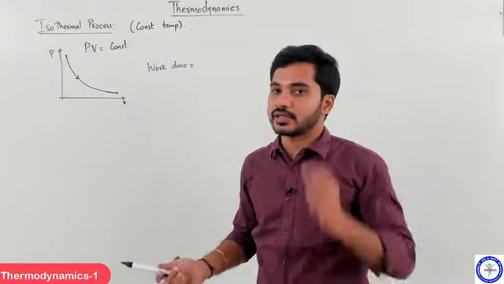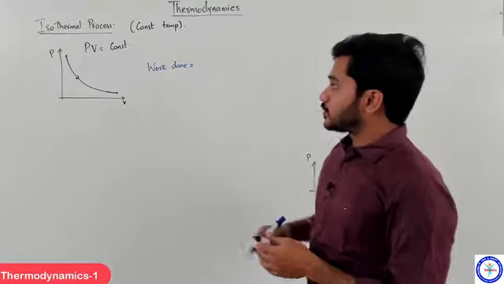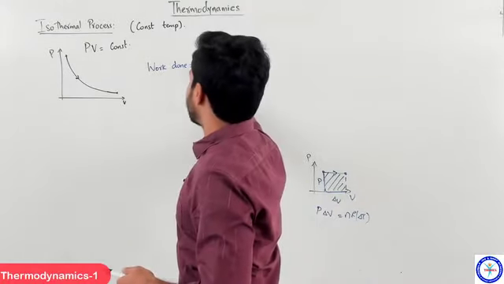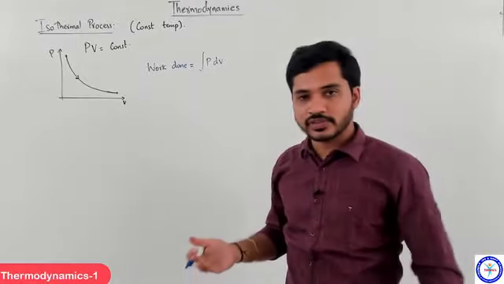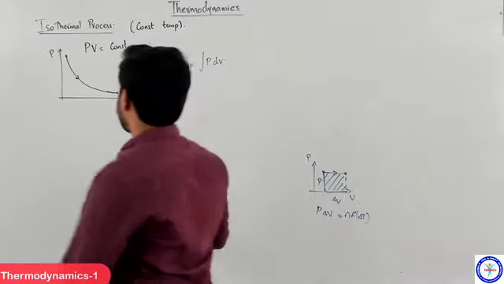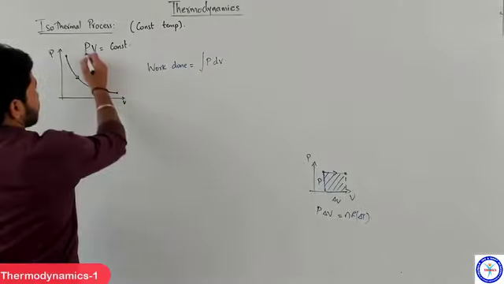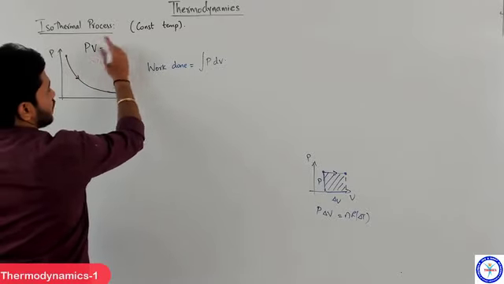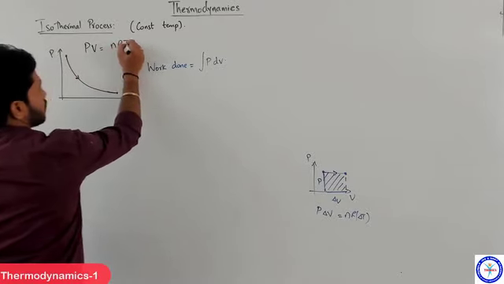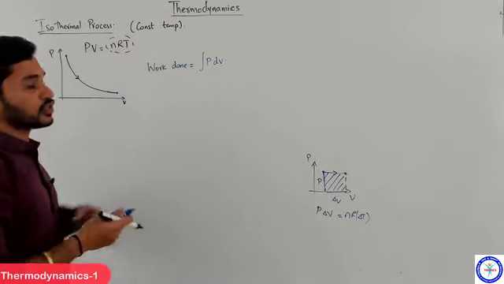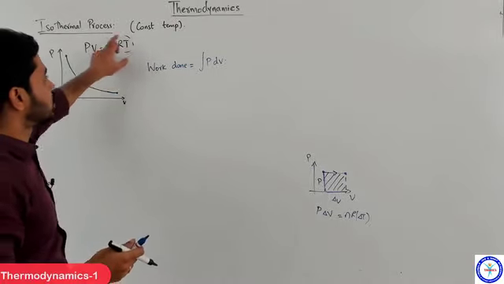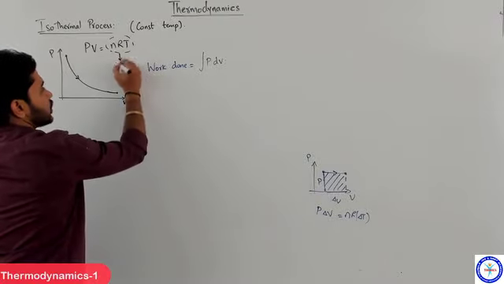We need to integrate, right? Okay, then let's do that. So the expression here is integral of P dV, that is the expression for work done for any general process, right? And because in an isothermal process PV is equal to, let's say, if I write it as nRT, we know that this whole term is a constant because temperature is constant.